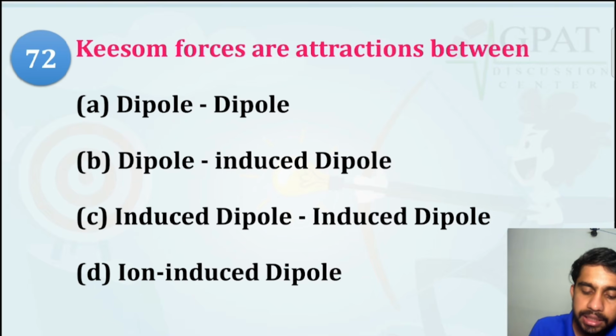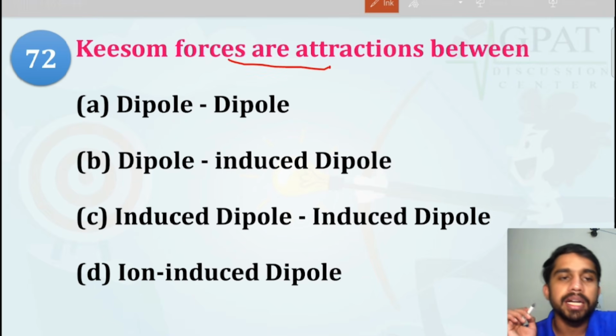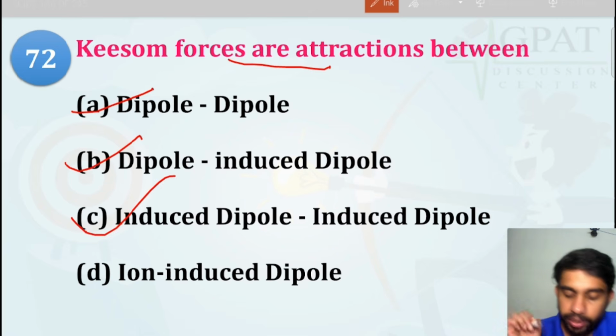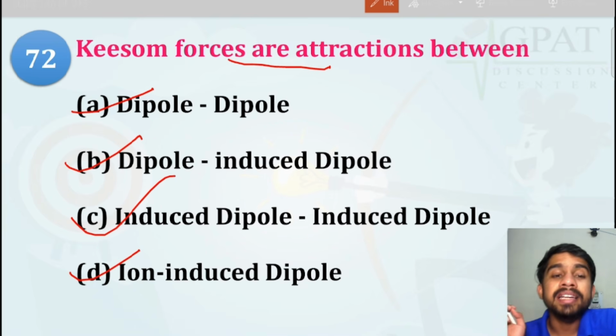Next question, Keesom forces are attractions between which? The first option is dipole. The second option is dipole and induced dipole. The third option is induced dipole. And the fourth option is ion induced dipole.